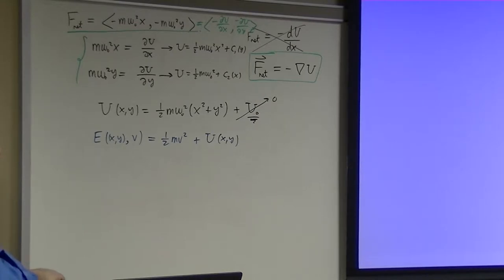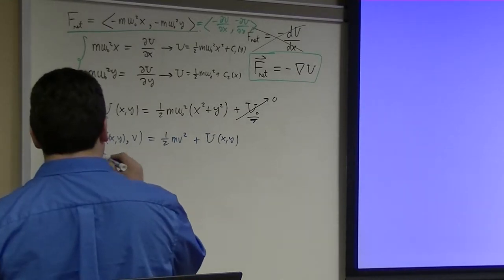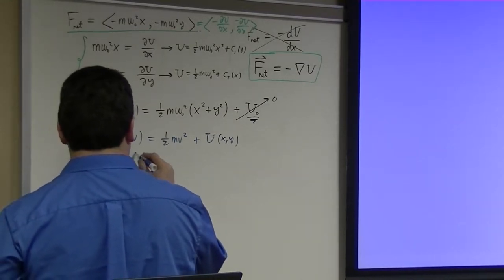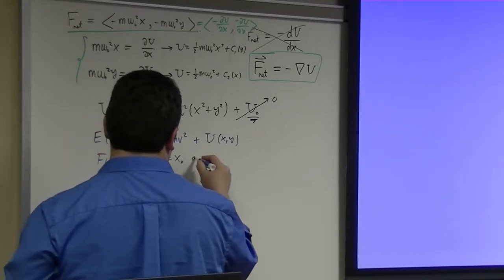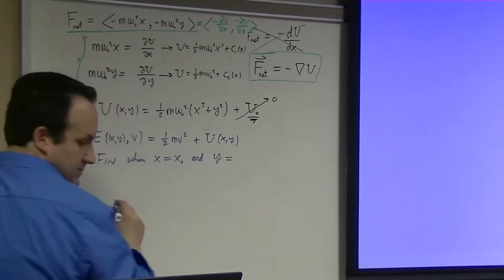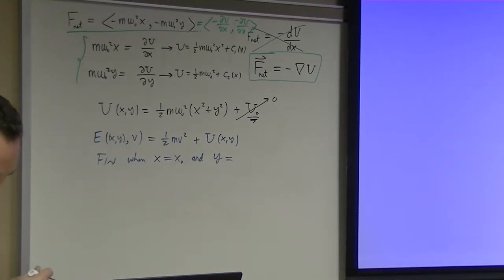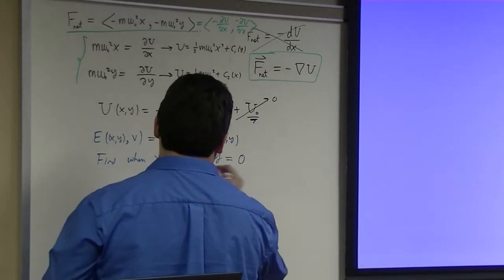Since it's a conservative force, wouldn't the total energy always be the same? True. Yep. That is true. But he wants you to get the total energy in terms of x naught and y naught for the particular cases. For example, he says find E when x is equal to x naught and y is equal to zero. That's part C. So how would you do that?